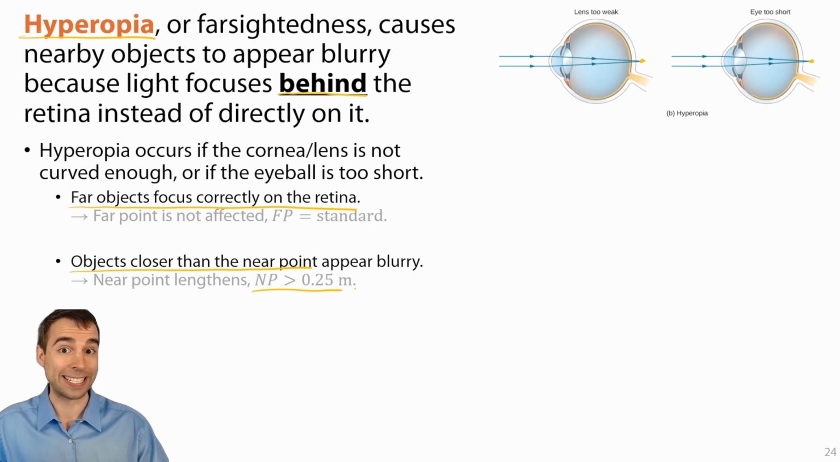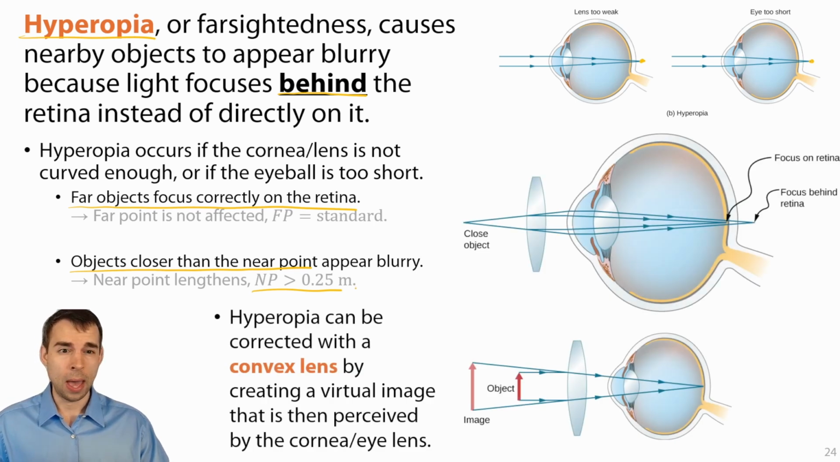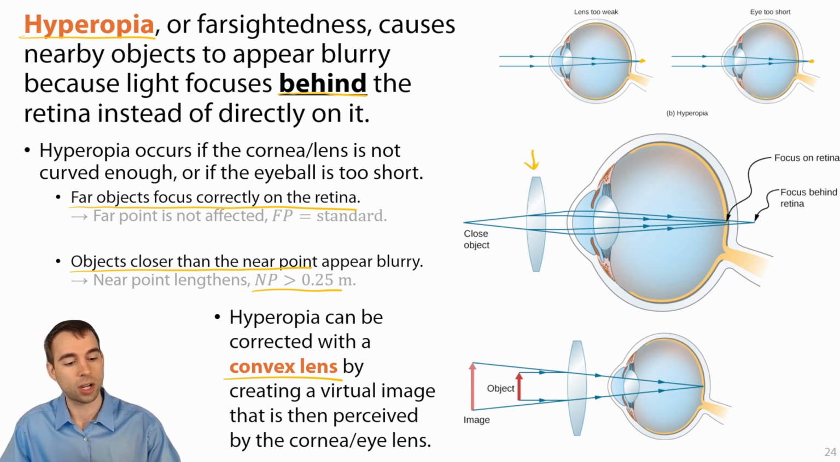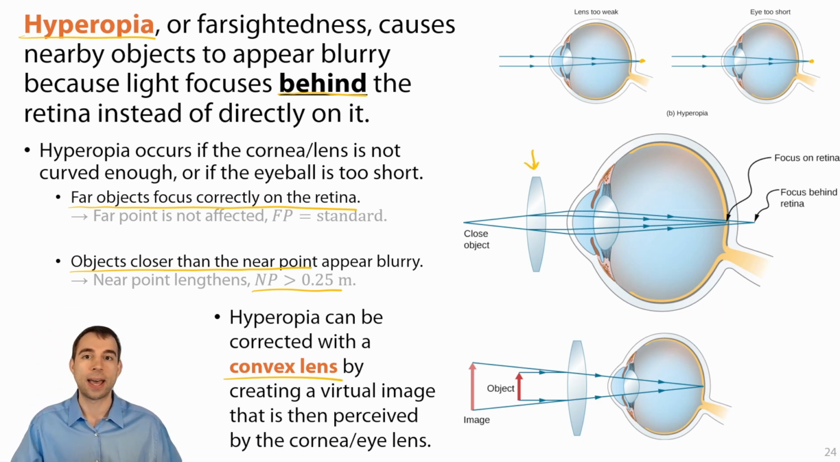In this way, we basically need to use a corrective lens that will cause light rays to bend a little bit more before they enter the eye. In other words, we need to use a convex lens or a converging lens in front of the eye to help these light rays bend so that they focus properly on the retina.